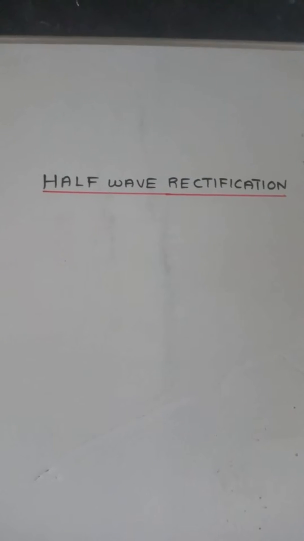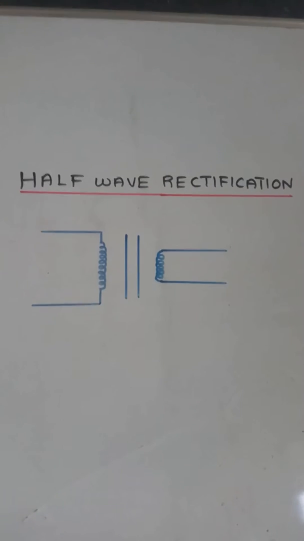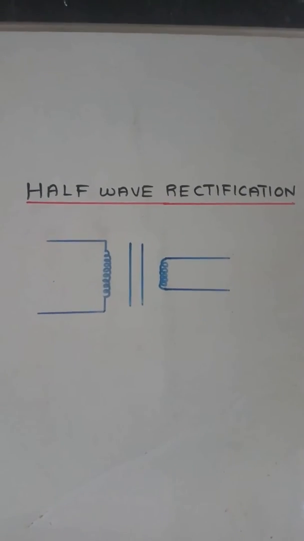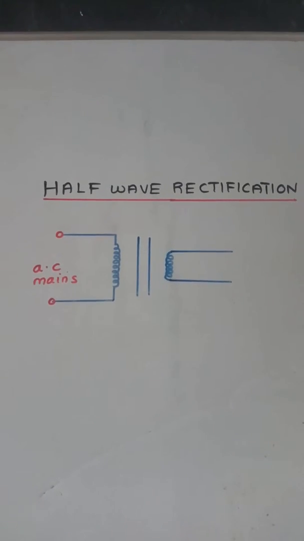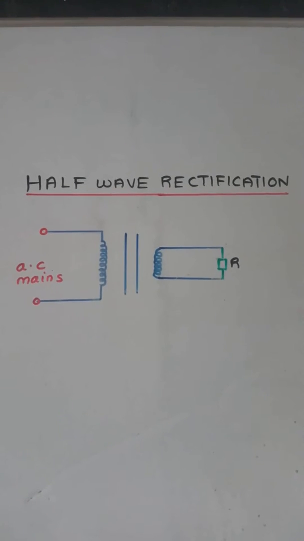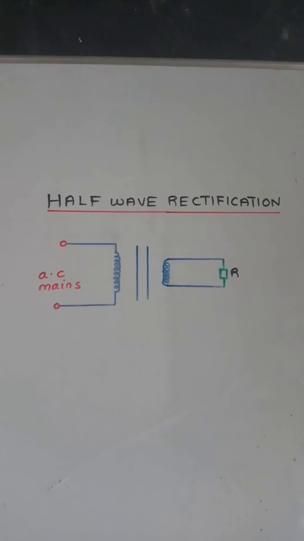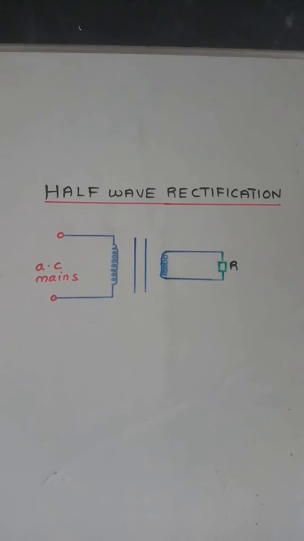Half-wave rectification. A step-down transformer connected to the AC source, connected to the load R, allows current to flow in either direction.